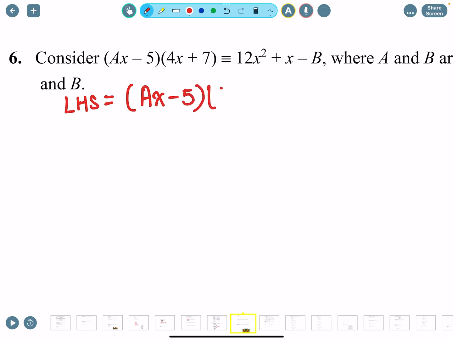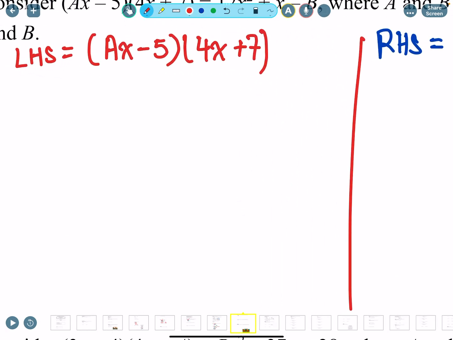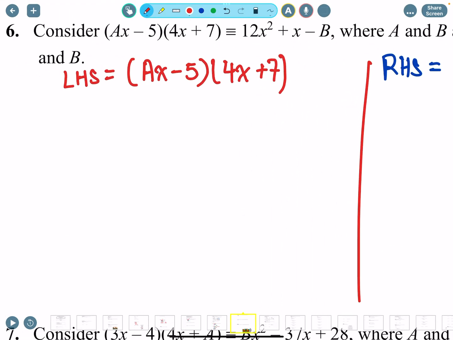Ax minus 5 times 4x plus 7. I would be okay if you separate it like this. Side by side like that, left hand side, right hand side, that's fine. So you can save some space, I think.